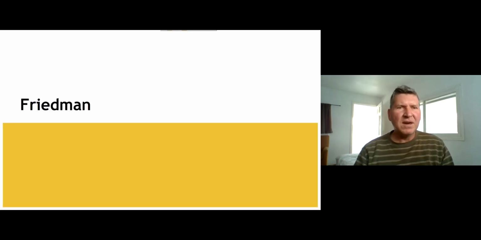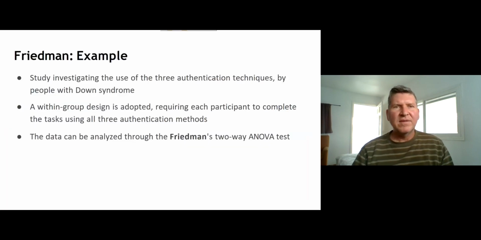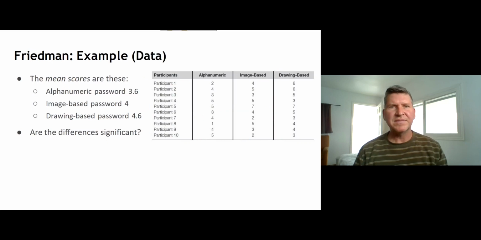The 4th test we'll talk about here is the Friedman. The Friedman is one that uses 3 groups and a within-group study, if you remember. So let's go back to the study using the 3 authentication techniques, but this time we're using, as our participants, people with Down syndrome. So we use a within-group design, and we require each participant to complete all 3 tasks using all 3 authentication methods. And then we can use Friedman's 2-way ANOVA test to do this.